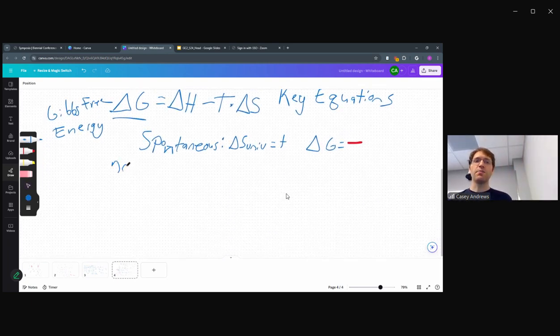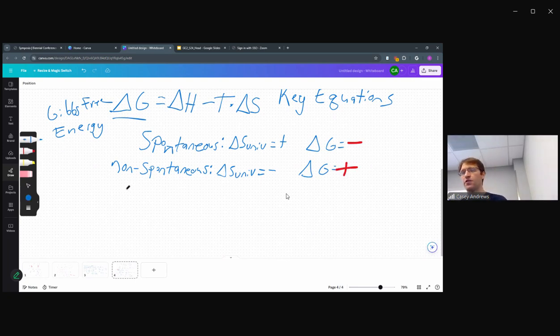Therefore, for a non-spontaneous reaction, delta S universe is negative, and so delta G is positive. Then if you're at equilibrium, both delta S universe and delta G equal 0.